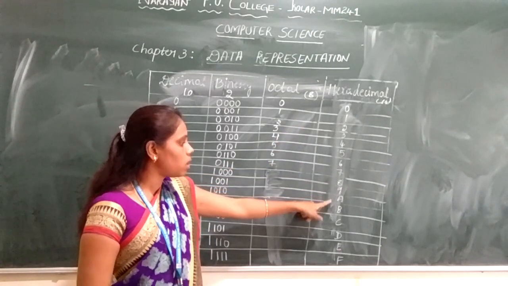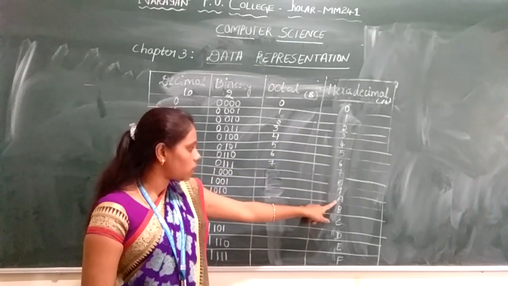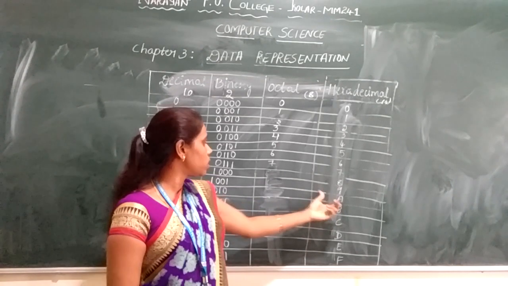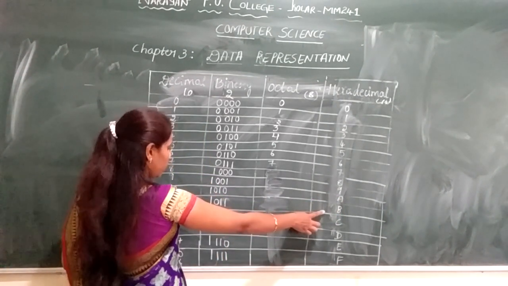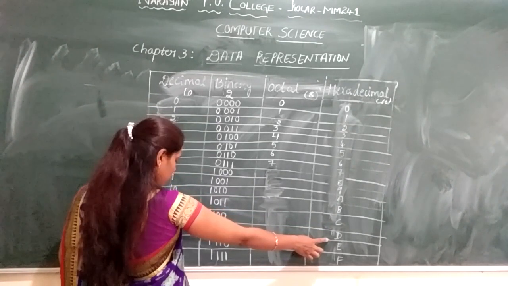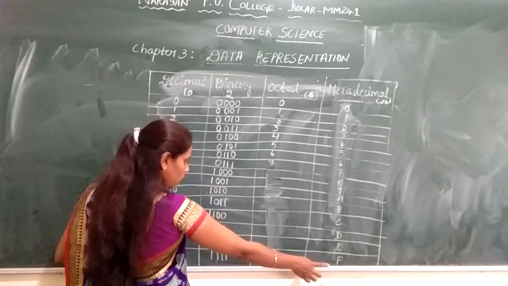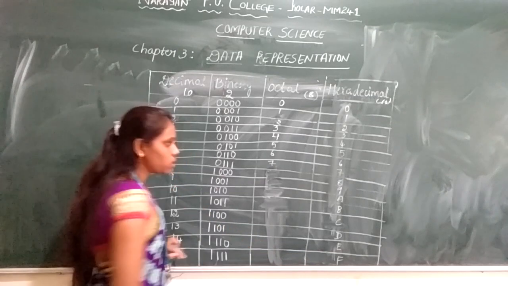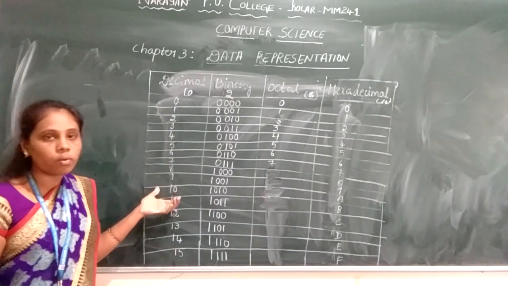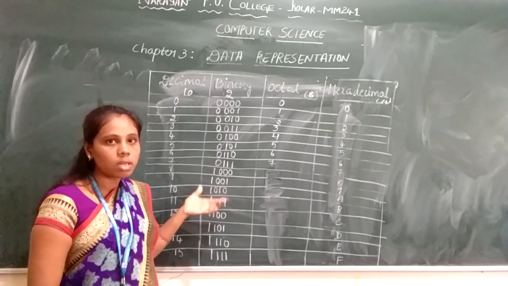But in hexadecimal number system, when it comes to 10, we will not write it as 10. We will start from A. A represents the value of 10. B represents 11. C represents 12. D represents 13. E represents 14. And F represents 15. So by this table, we can know what are the equivalent values of different number systems.